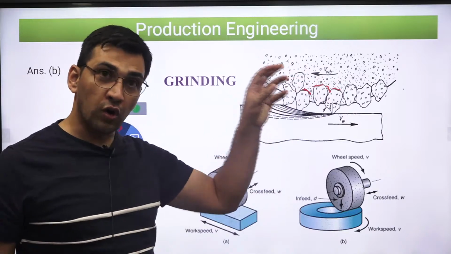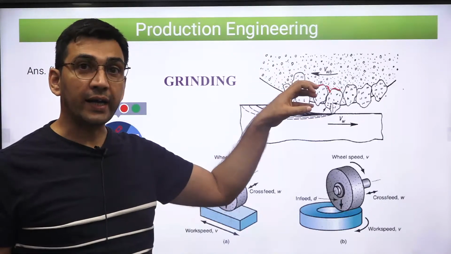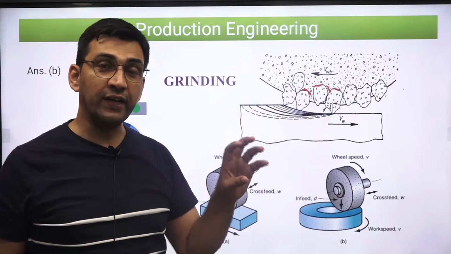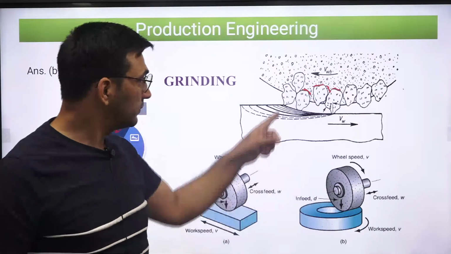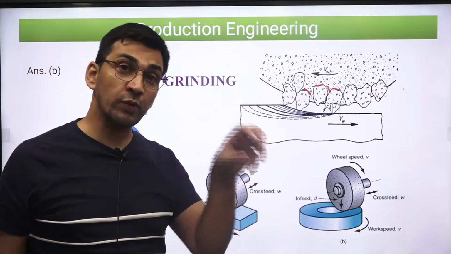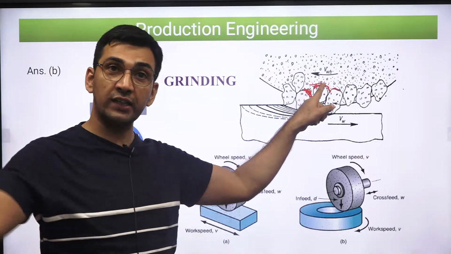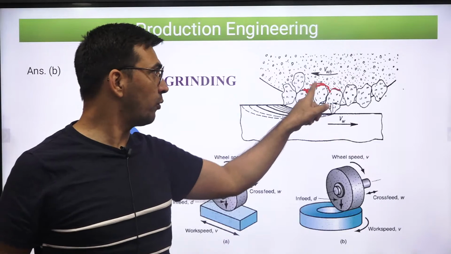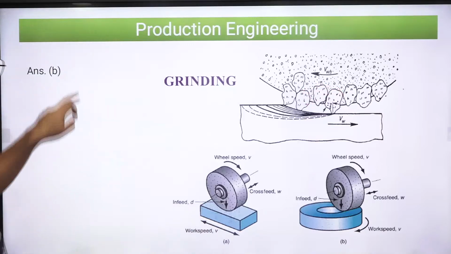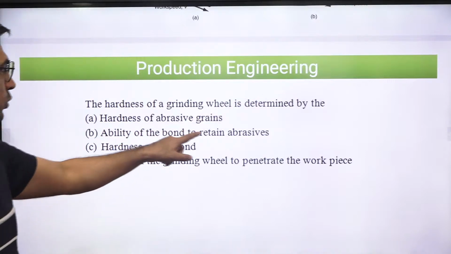Now how strong that binding material is will decide कि व्हील जो है वो हार्ड है या सॉफ्ट है. We talk in terms of hard wheel and soft wheel. So hard wheel and soft wheel does not mean the hardness of these grains, but it talks about the bonding material, strength of the bonding material that you are using in order to fix those grains with the base material. If that strength is high, then we will say hard wheel. If the strength of the bonding material that you used over here is not that high, then we will say soft wheel, right? Just have a look. The hardness of a grinding wheel is determined by what? Ability of the bond to retain abrasive.